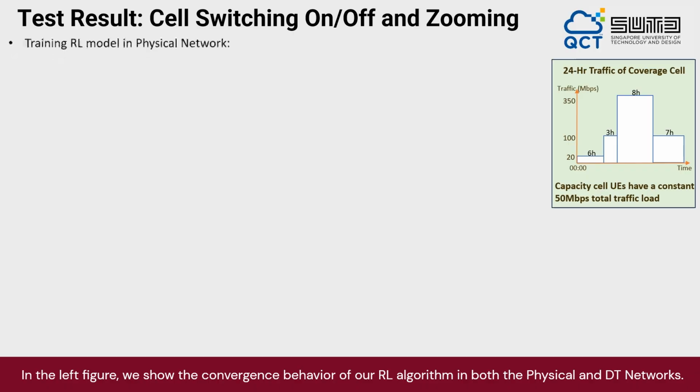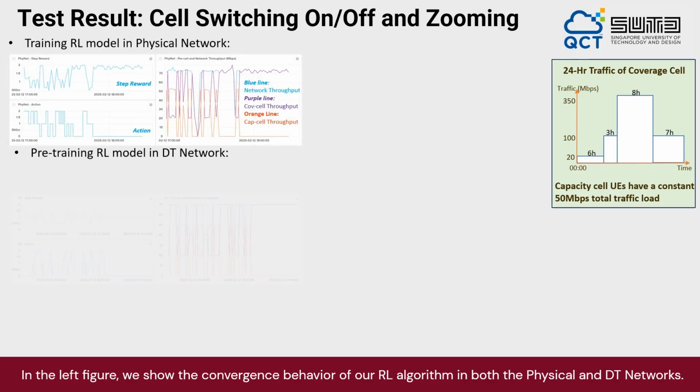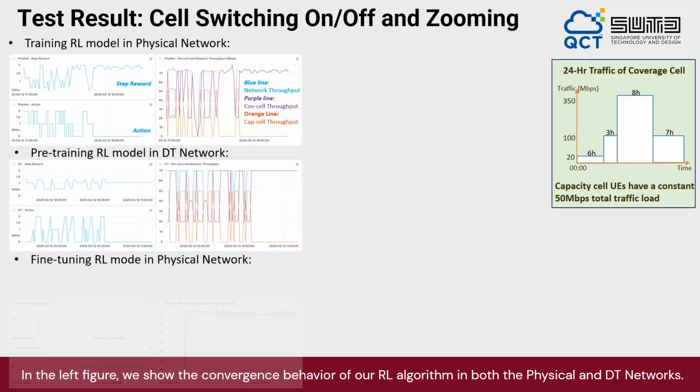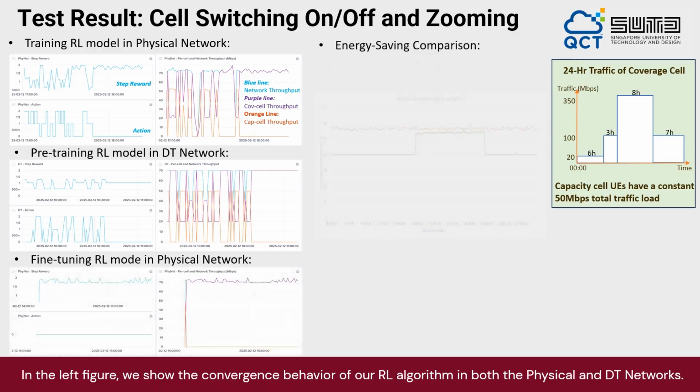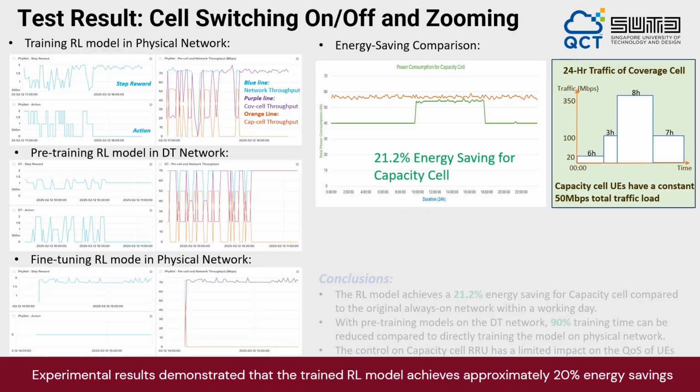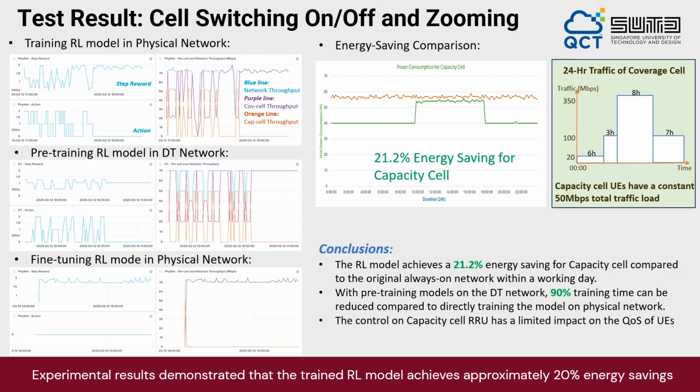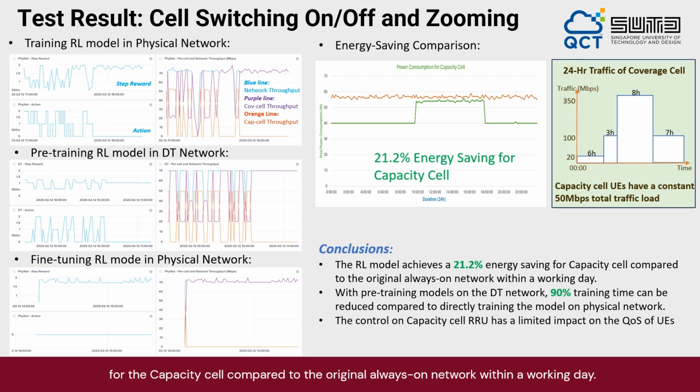In the left figure, we show the convergence behavior of our RL algorithm in both the physical and DT networks. Experimental results demonstrated that the trained RL model achieves approximately 20% energy savings for the capacity cell compared to the original always-on network within a working day. With pre-trained models on the virtual network, 90% of training time and interactions can be reduced compared to directly training the model on the physical network.